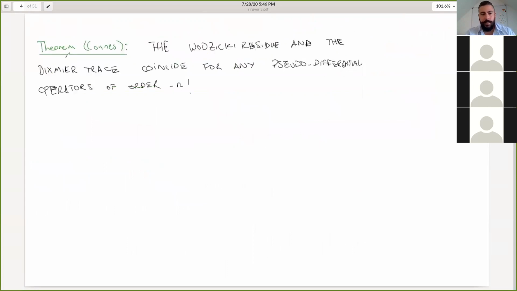We showed this, or I didn't prove it, but I told you about it, the theorem of Connes. I gave you a few examples like the Laplacian on the torus, the Laplacian on the sphere, and the harmonic oscillator. We calculated the Dixmier trace and the Wodzicki residue for both of them, and we saw that they were the same. So the Wodzicki residue and the Dixmier trace coincide for any pseudo-differential operator of order minus n. We also defined what pseudo-differential operators were. Just so you get the general idea: the Dixmier trace and Wodzicki residue are the same for certain operators, and those are exactly the operators we're interested in.